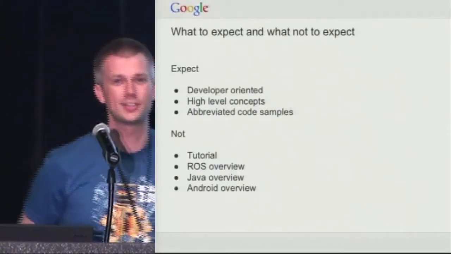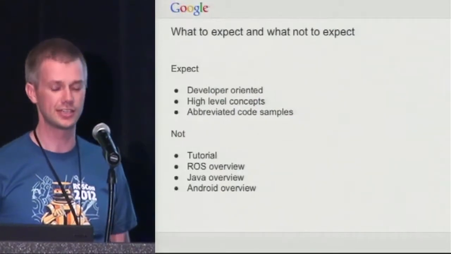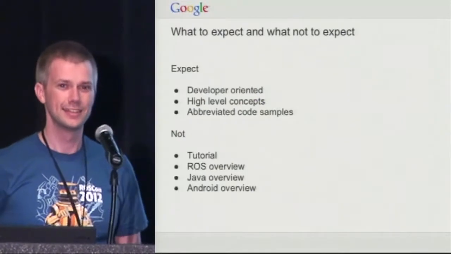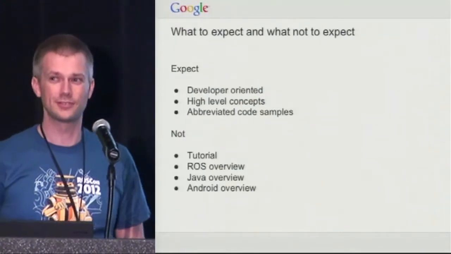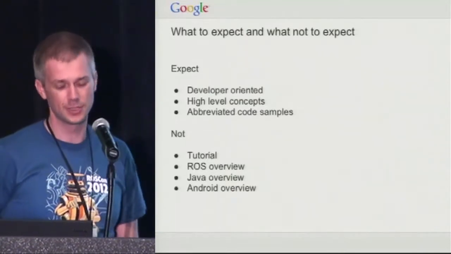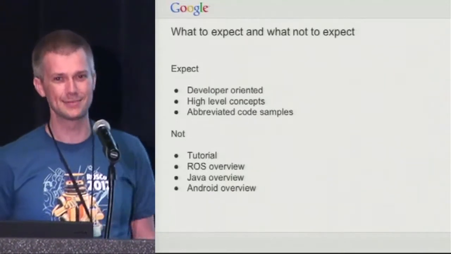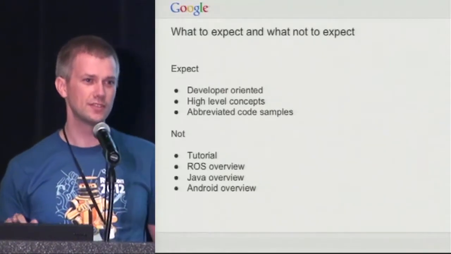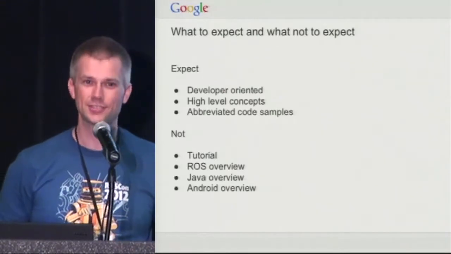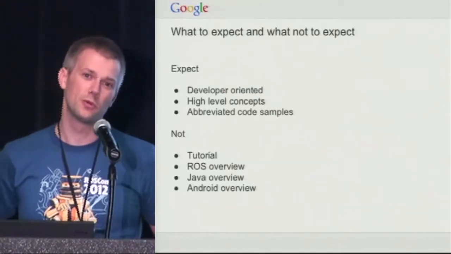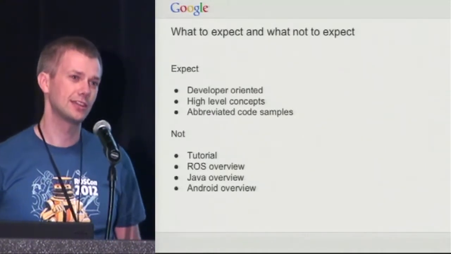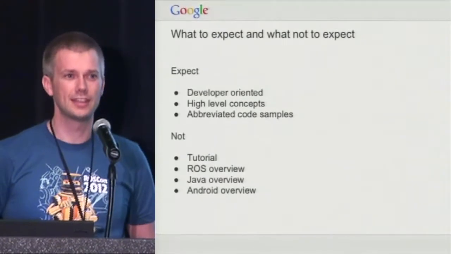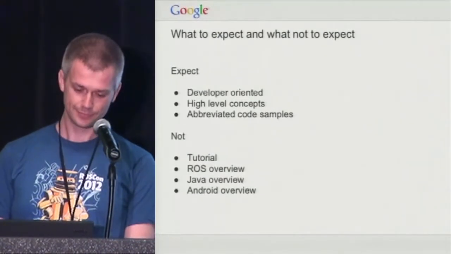So just quickly, to set up some expectations for the sorts of things I'm going to cover: this talk is pretty developer-oriented. It's not a tutorial, so if you're not familiar with ROS or Java, some of this stuff might be a little hard to understand, but I think it'll be okay anyway. All the code samples are pretty abbreviated, so don't expect to copy-paste from the slides. That won't work. But what I am going to try to do is cover a lot of the high-level concepts that might be hard to extract from the documentation, or things that you might only be able to find in a venue like this.